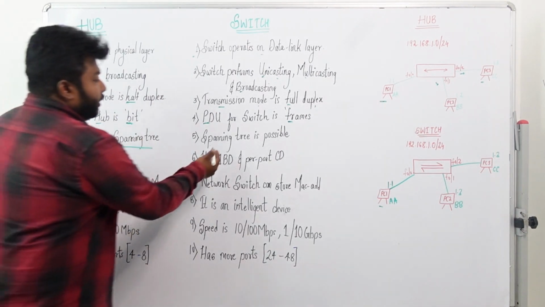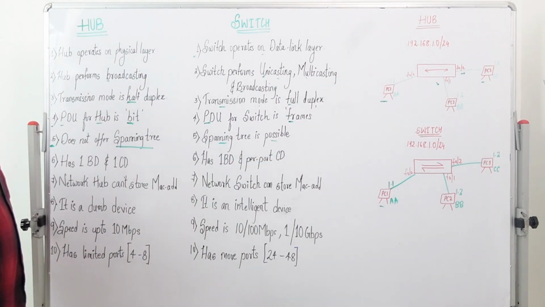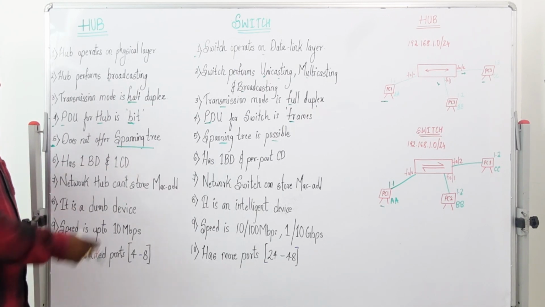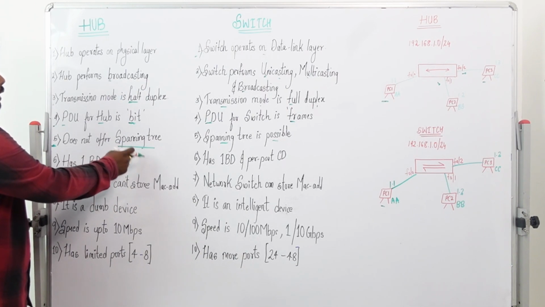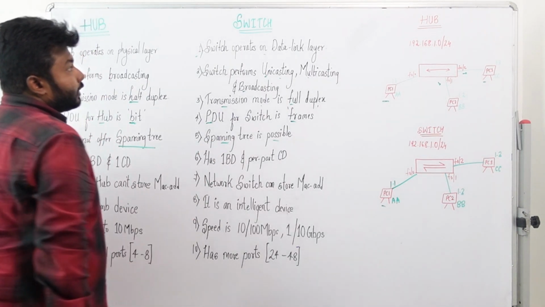If you talk about a switch, basically it offers the spanning tree. What you understand by this spanning tree is, basically, this is a protocol that is used to avoid loops in the layer 2 technology. You can't avoid the loops in the hub, whereas you can avoid the loops with the help of STP in the case of a switch.